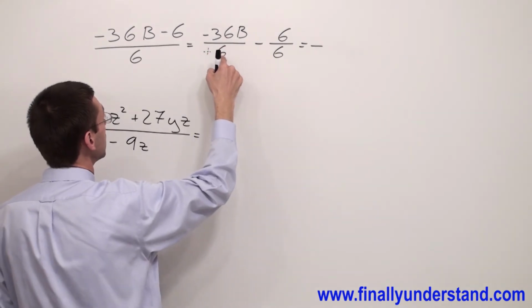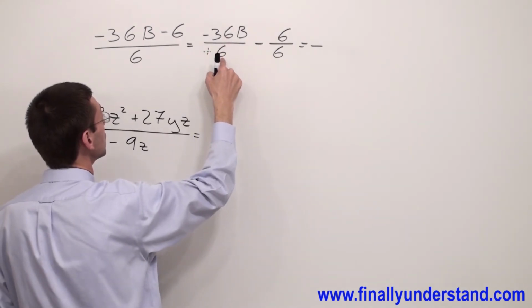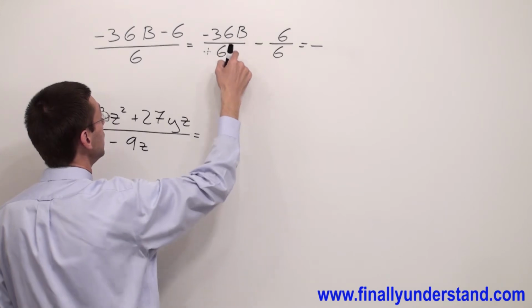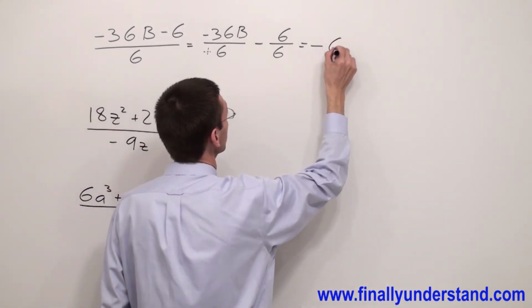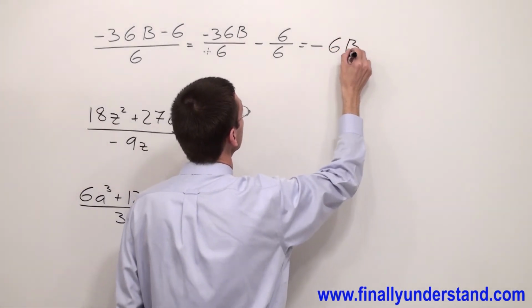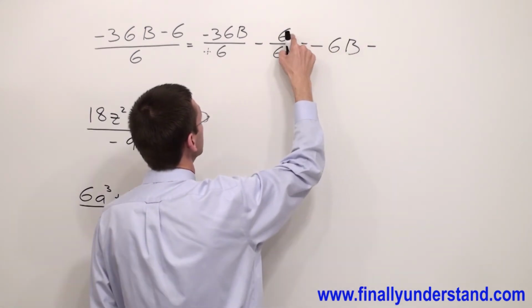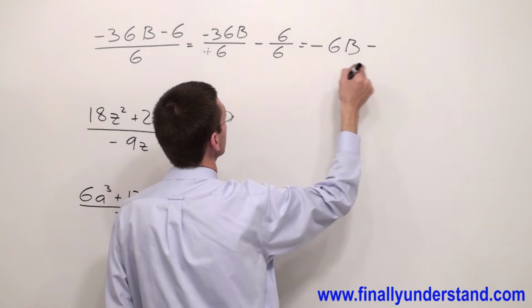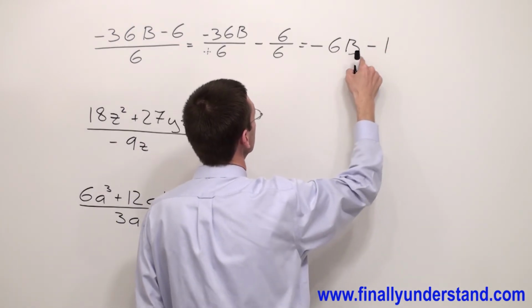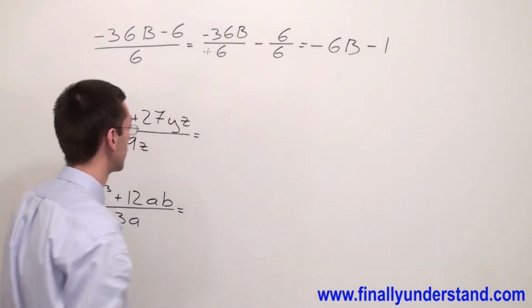36 divided by 6 is 6, times b is 6b. I have to keep this negative sign. 6 divided by 6 gives me 1. This is the solution to my first problem.